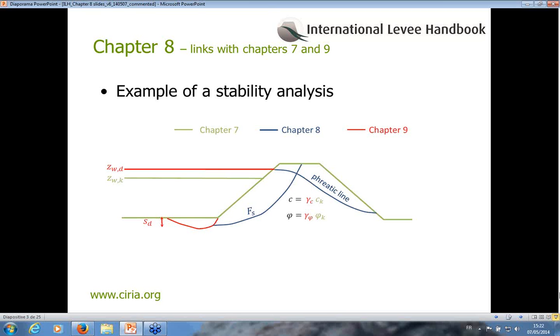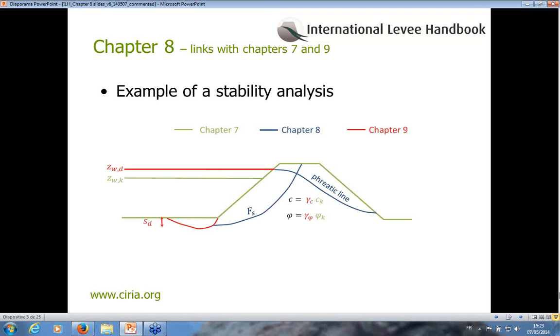The outputs of this chapter are the characteristic values of morphological, hydraulic, and geotechnical data necessary to establish accurate modeling results. The information provided by Chapter 9 is used to define first the design situations, for example, design water level corresponding to a given return period, and local scour depth.